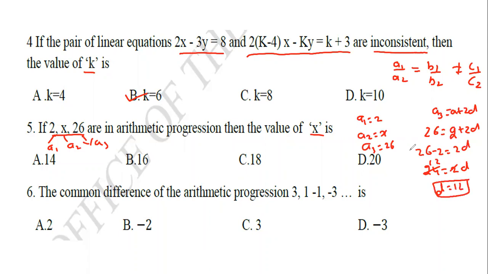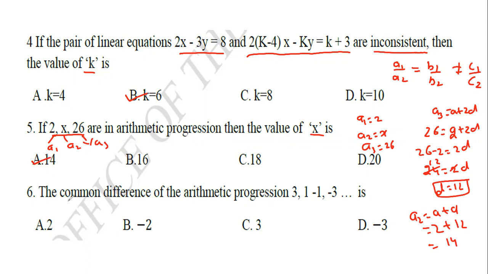But you need to find the value of a2. a2 means a plus d. The value of a, the first term, is 2, plus d is 12. 12 plus 2 is 14. So which option is right? Option A is correct. Next, common difference.